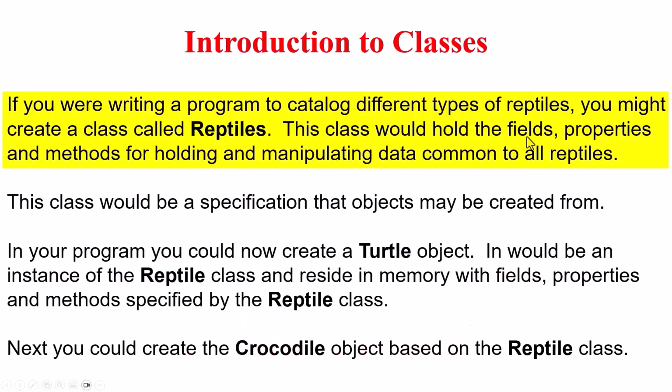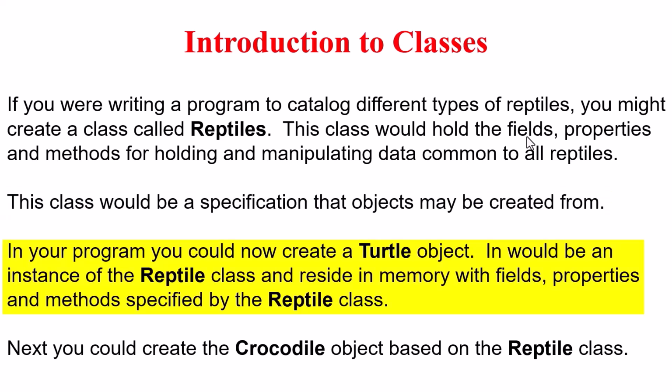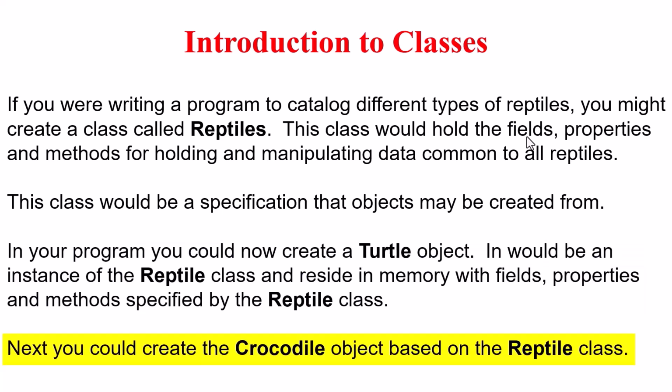One plan. If you're writing a program to catalog different types of reptiles, you might create a class called reptiles. This class would hold the fields, properties, and methods for holding and manipulating data common to all reptiles. This class will be a specification that objects may be created from. In your program, you could create the turtle object. It will be an instance of the reptile class and reside in memory with fields, properties, and methods specified by the reptile class.